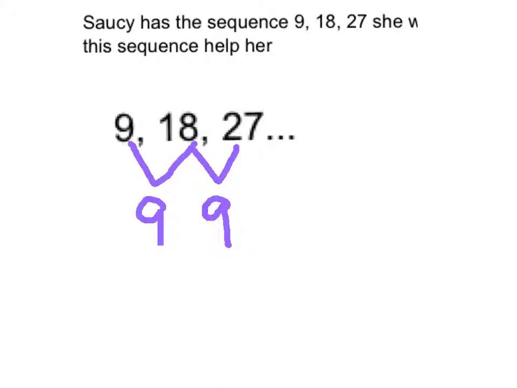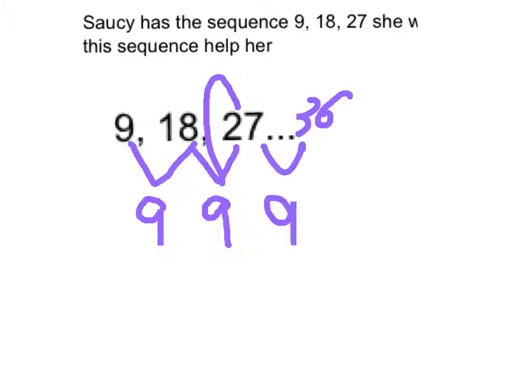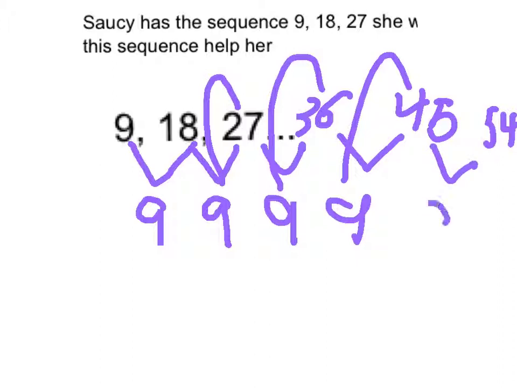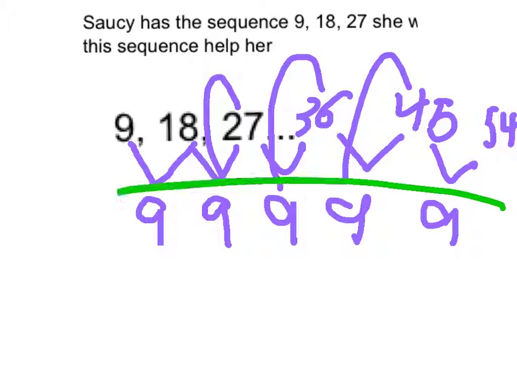You add 9 to 27 and you get 36. Then add 9 again and you get 45. Then add 9 for the last time and you get 54. So the next 3 terms are 36, 45, and 54.